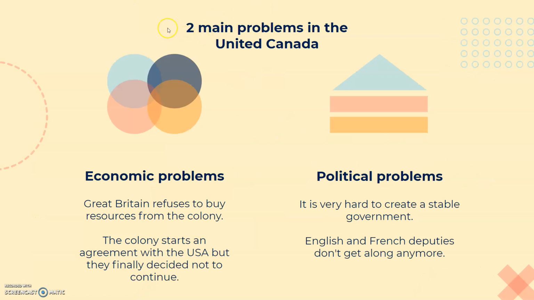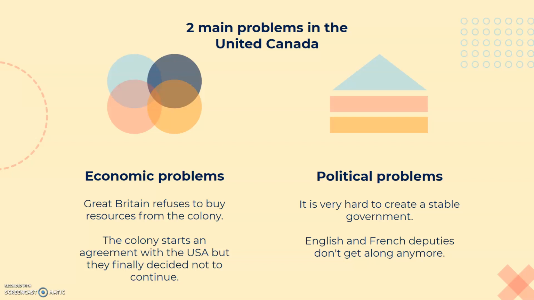There are 2 main problems in the United Canada. After the Union Act in 1840, there are 2 main problems happening just right after. So first, Great Britain refuses to buy resources from the colony. They don't want resources from the colony, or they want the resources cheaper. And that's not good for the colony. So the colony starts an agreement with the USA, but then they finally decided not to continue. So that puts United Canada in big economic problems.